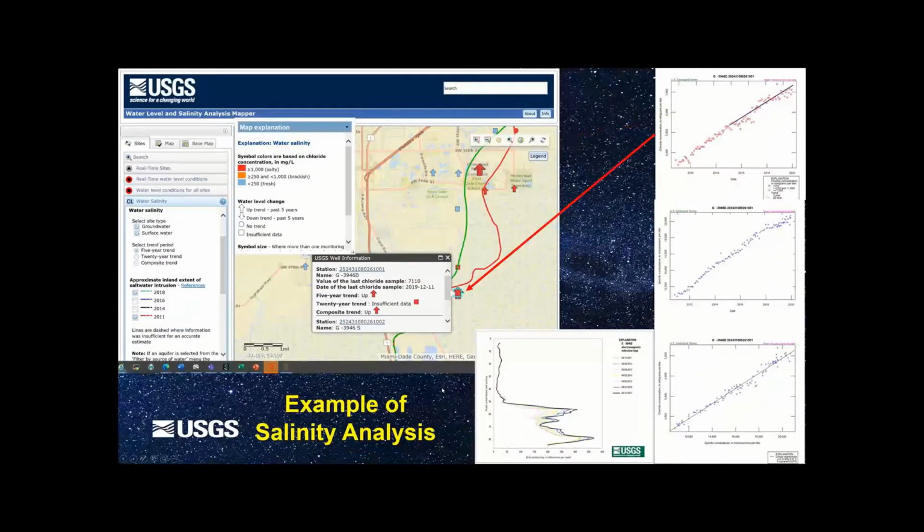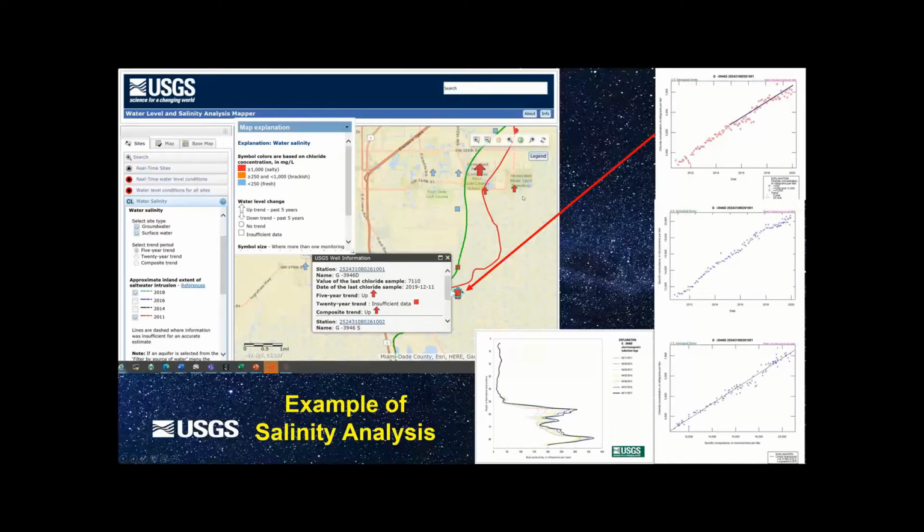Now, here's an example of the salinity analysis. If you were to look at the salinity tab, which is on the left-hand side of the website, there you have the options of selecting, again, different kinds of sites measured at different frequencies. And you can look at the 5-year trend, the 20-year trend, or a composite trend. The composite trend is a symbol that combines the 5-year and 20-year trend together.